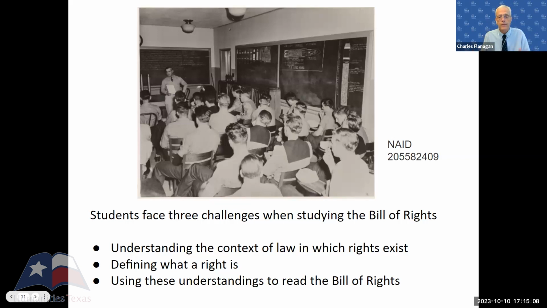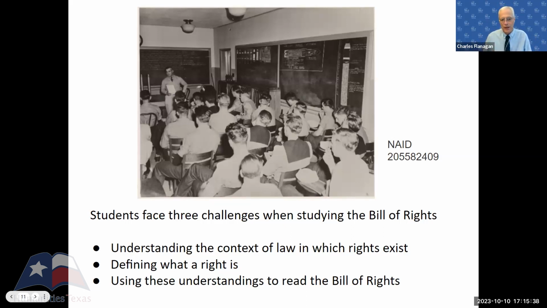Secondly, and I think this is actually the hardest thing a kid has to do, you have to define what exactly a right is. It's a very difficult thing to define. And asking a kid to do it without some kind of guidance is really wishful thinking. And thirdly, taking those first two bullets and putting them together, then you can use that understanding to actually read the Bill of Rights.